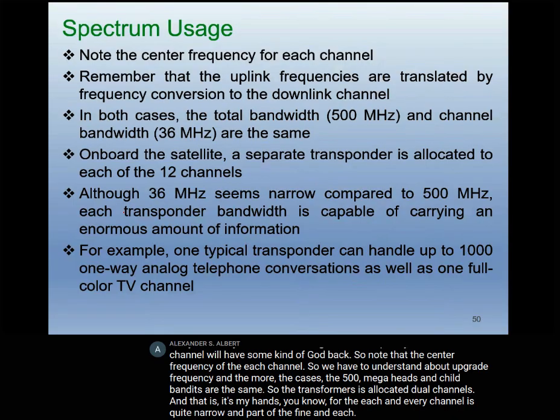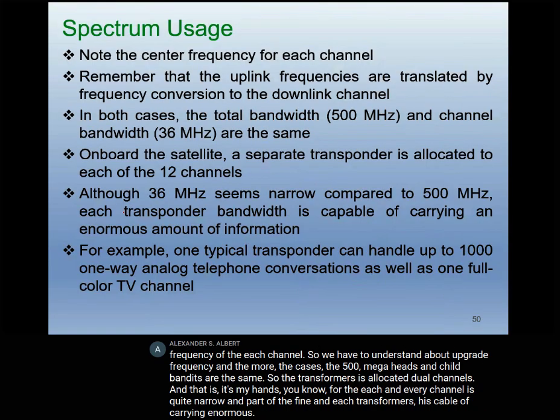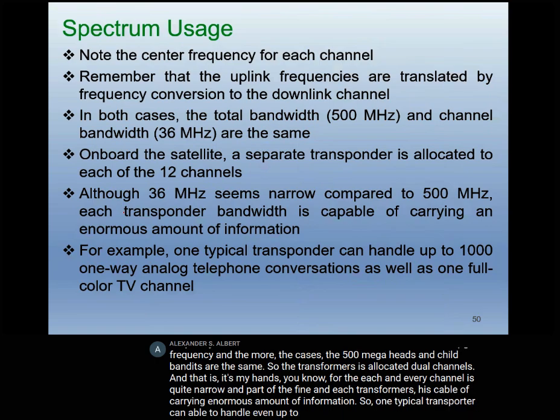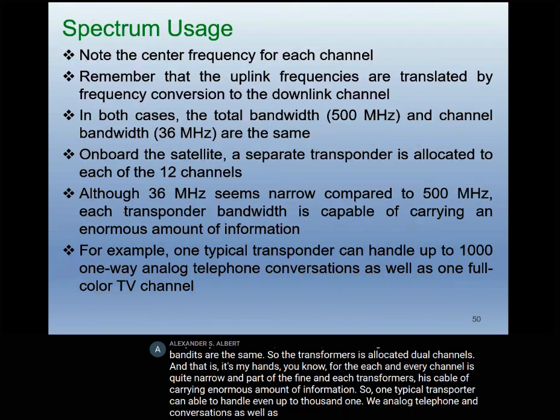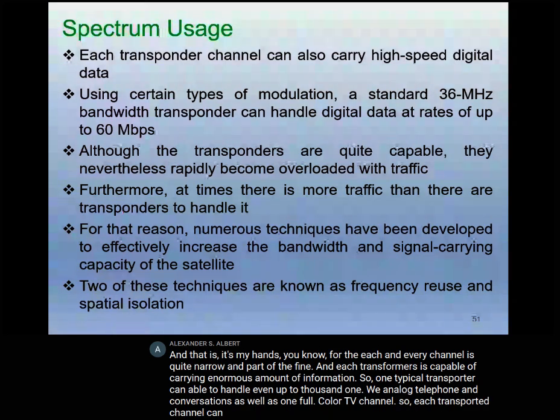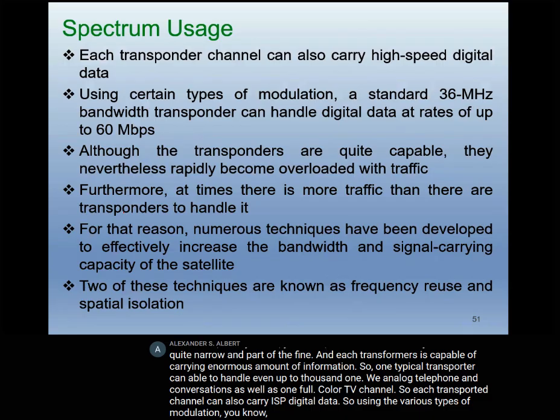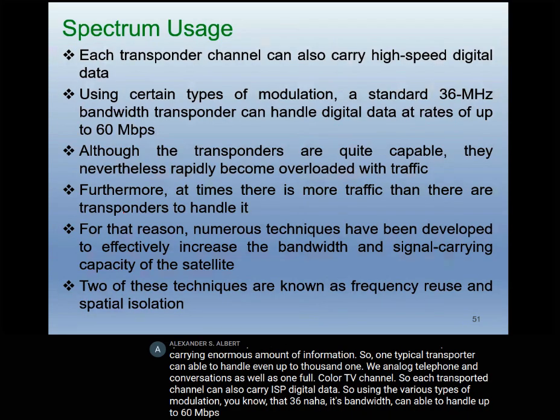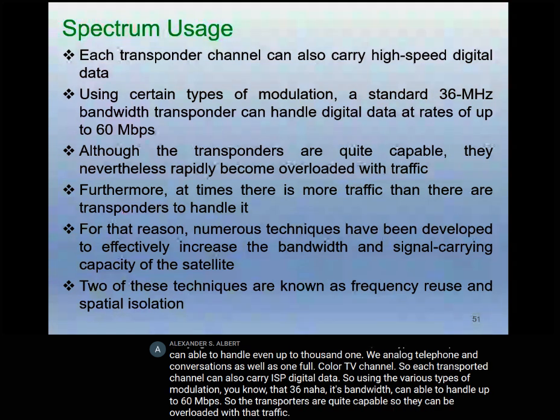Each transponder is capable of carrying an enormous amount of information. One typical transponder can handle up to 1,000 one-way analog telephone conversations, as well as one full color TV channel. Each transponder channel can also carry high-speed digital data. Using various types of modulation, the 36 megahertz bandwidth can handle up to 60 Mbps. The transponders are quite capable, but they can be overloaded with traffic.